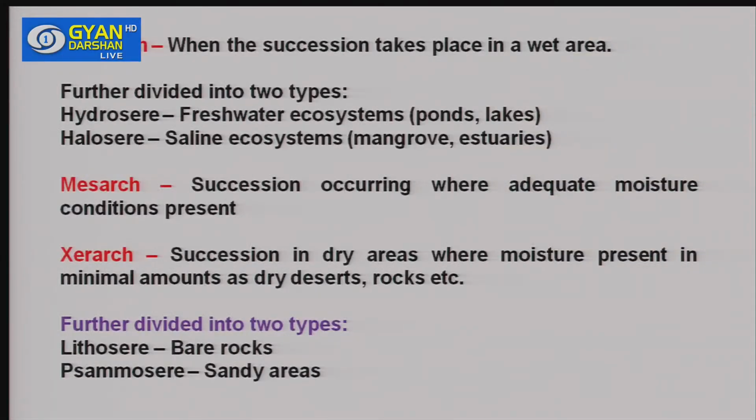Of course, we will be discussing in detail hydrosere and xerosere. Hydrarch is further divided into hydrosere and halosere. Mesarch means where adequate moisture conditions are present. Xerarch means succession in dry areas where moisture is present in minimal quantity, like dry desert or rocks, and it can be further divided into lithosere or psammosere. So in this context you come across two terms. One is hydrosere or hydrarch, which is given in your book also, or xerosere or xerarch. So you just go through the definitions.